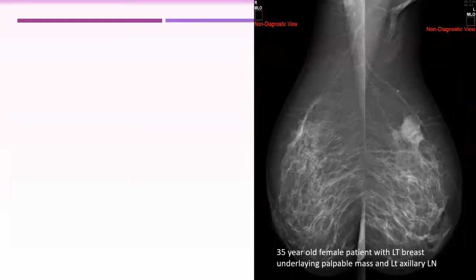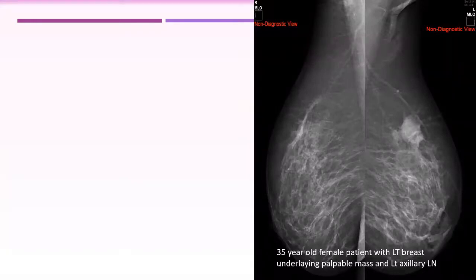Mediolateral oblique view of both breasts showing a well-defined, partially obscured, oval shape, equal density mass at the outer part of the upper part of the left breast, not associated with architectural distortion or microcalcification.